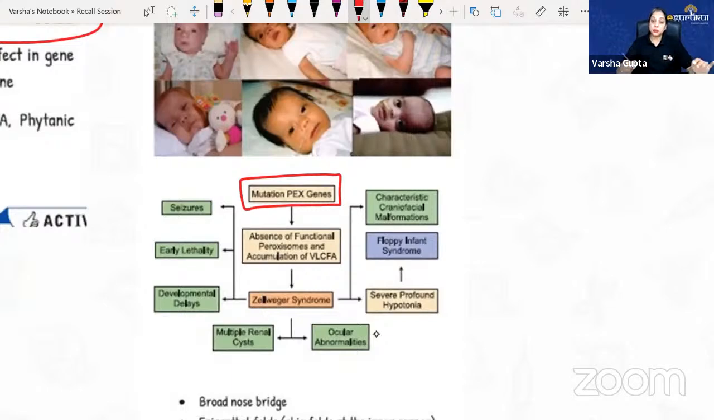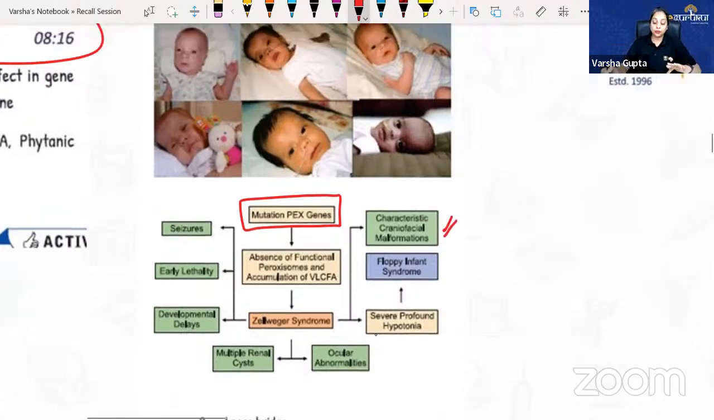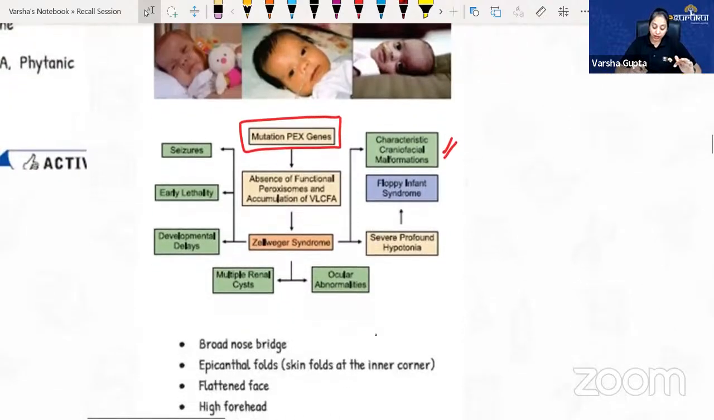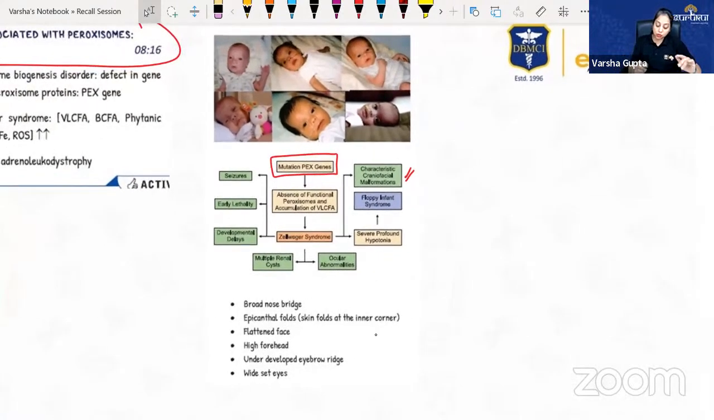The patient suffers from Zellweger syndrome, and the characteristics are craniofacial malformations, as seen in these figures. And what were those? I have given you those also: the broad nose bridge, epicanthal folds, flattened face, high forehead, eyebrow ridge, wide-set eyes. Other than that, hypotonia, floppy baby syndrome was there, ocular abnormalities, developmental delays, all those things we have discussed in the class.